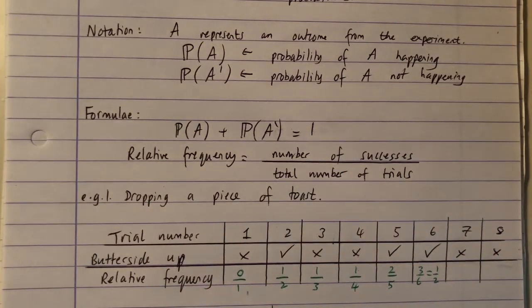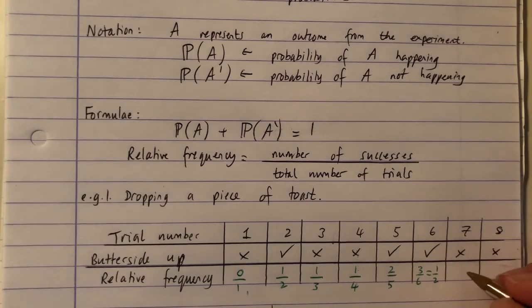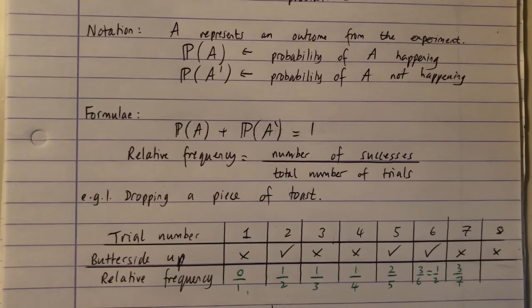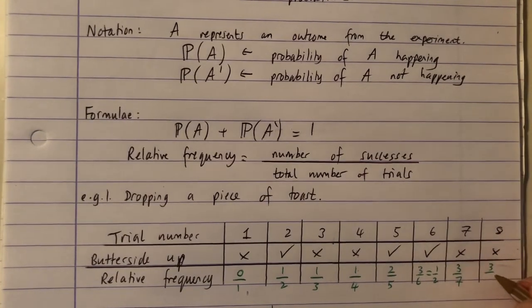Don't need to actually simplify probabilities. Simplifying fractions in probabilities is the only area of maths where you don't have to simplify fractions. We're up to 7 trials, but only 3 successes. And we finally finished on 8 trials, which still only has 3 successes. So that would be completing this table for relative frequency. And you can see as you add more trials, the fractions change.